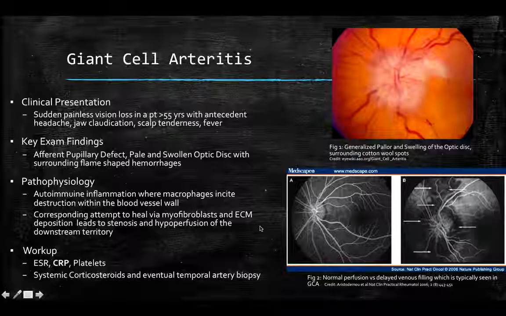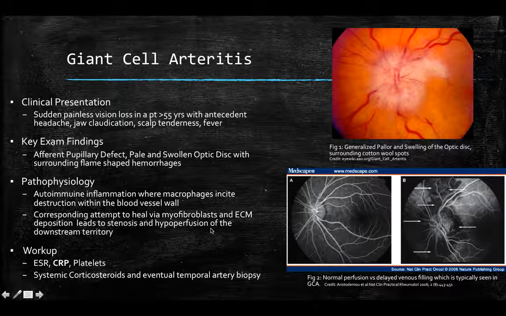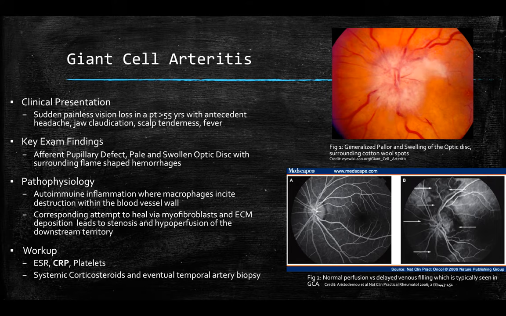Now the workup, we mentioned this. What do you want to do? You want to get an ESR, a C-reactive protein, which is statistically the most sensitive of the three, and a platelet count, which will be elevated in someone you're suspicious for giant cell arteritis. Again, you're going to want to get steroids on board at a high rate, and you're also going to consider getting a temporal artery biopsy later in the admission course.